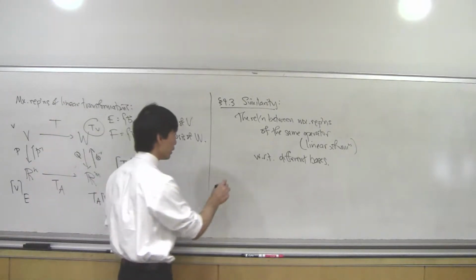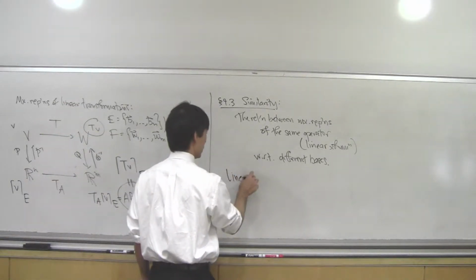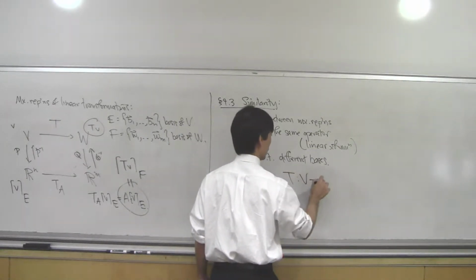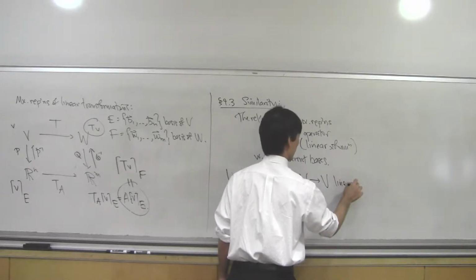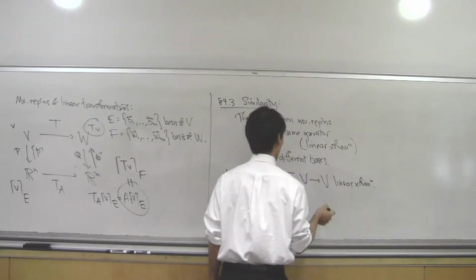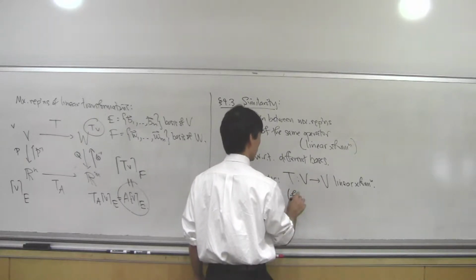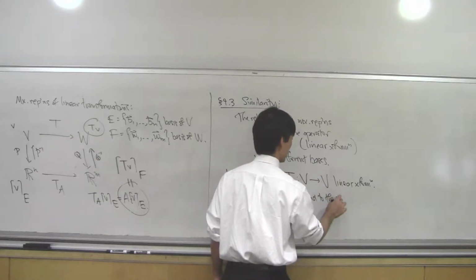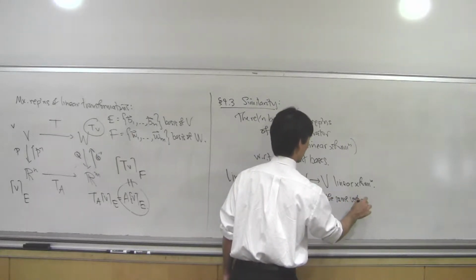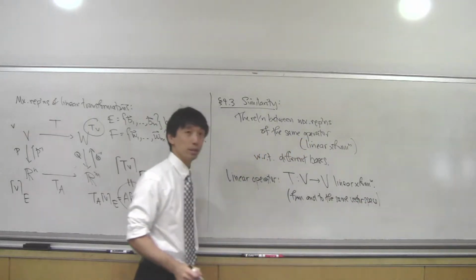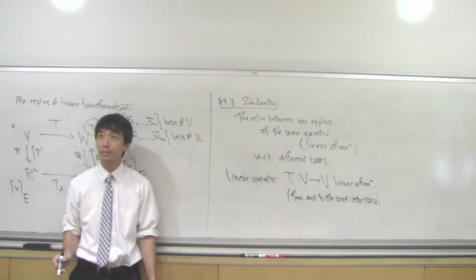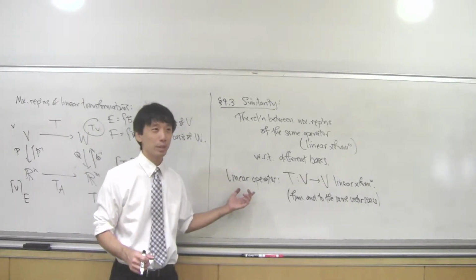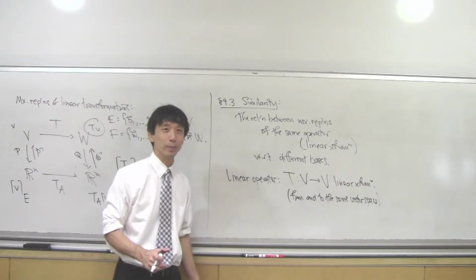We need one term: a linear operator is just a linear transformation from and to the same vector space. If you just think of it as a linear transformation, it's a linear transformation.